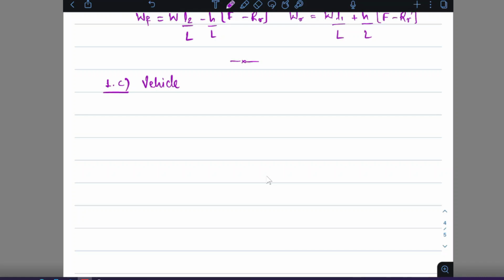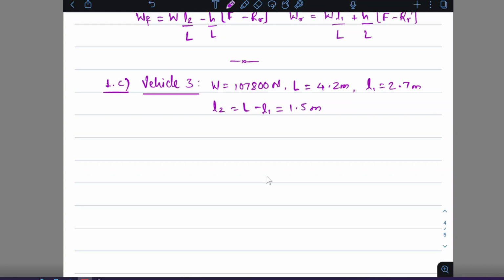So let's go back to vehicle 3 again. This is the weight of the vehicle. Wheelbase is 4.2 meters. So L1 is 2.7 meters, that gives L2 as 1.5 meters. H is 1.45 meters, and rolling resistance coefficient is 0.006.